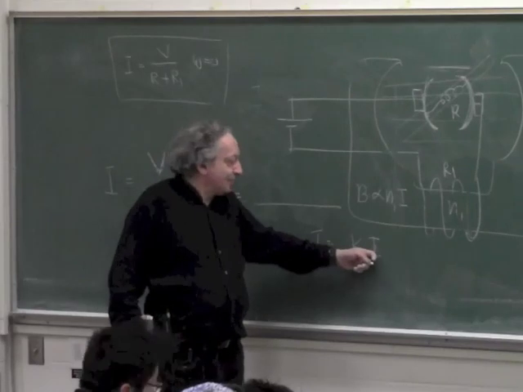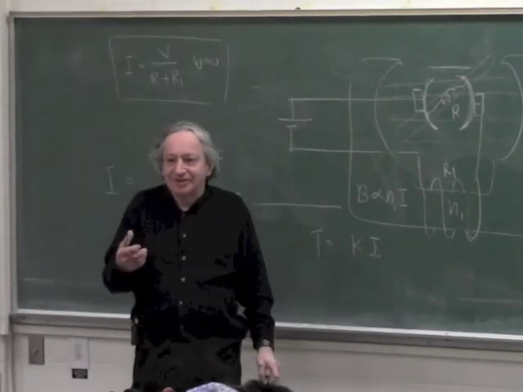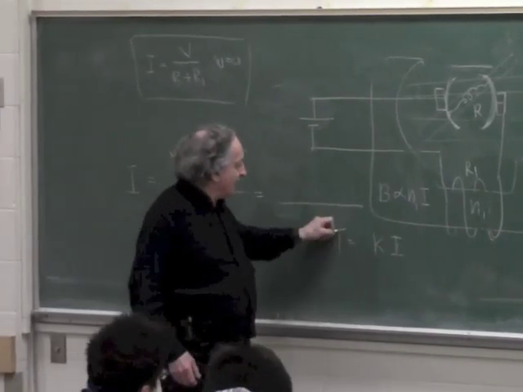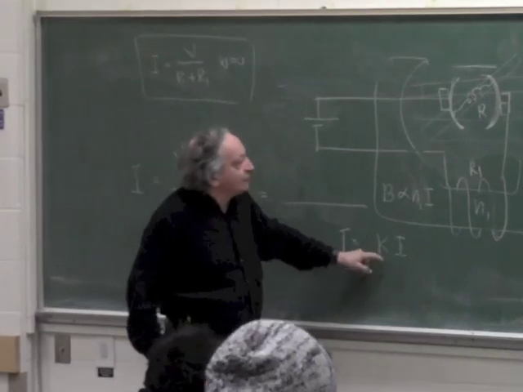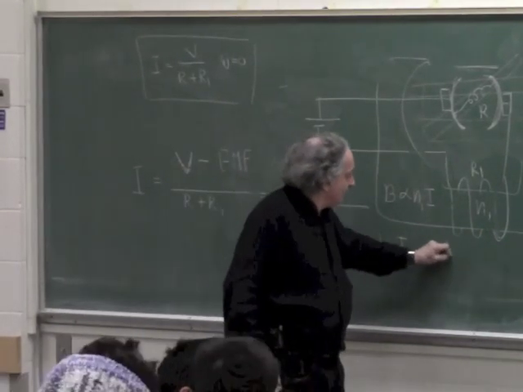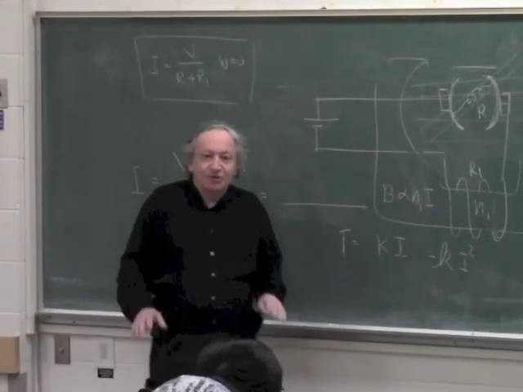And K is proportional to I, so the torque will be proportional to I squared. Because if K is constant, the torque is Ki, but if K itself is a small k times I, then you get the torque looks like Ki squared. Okay? If you ignore resistance.